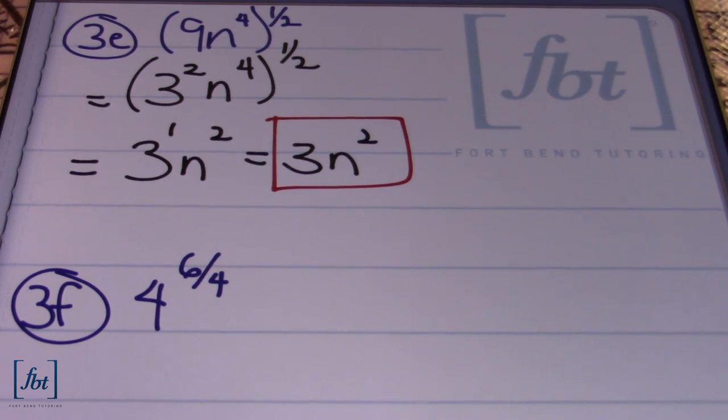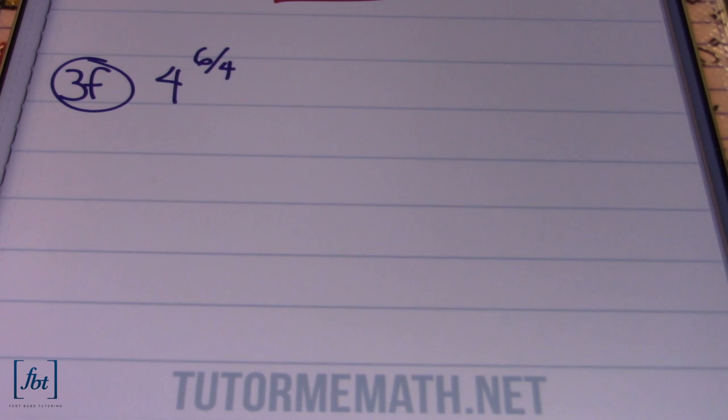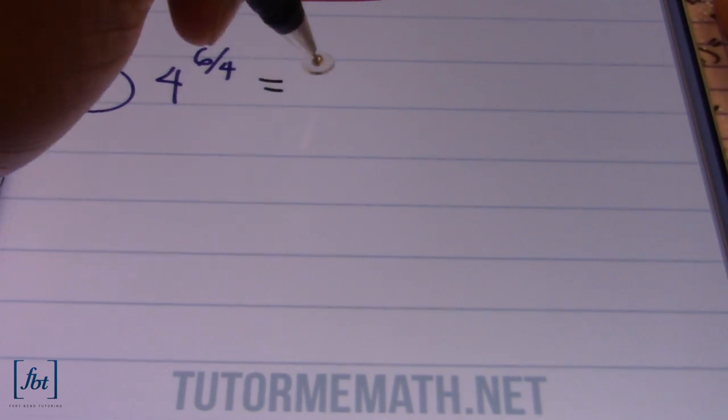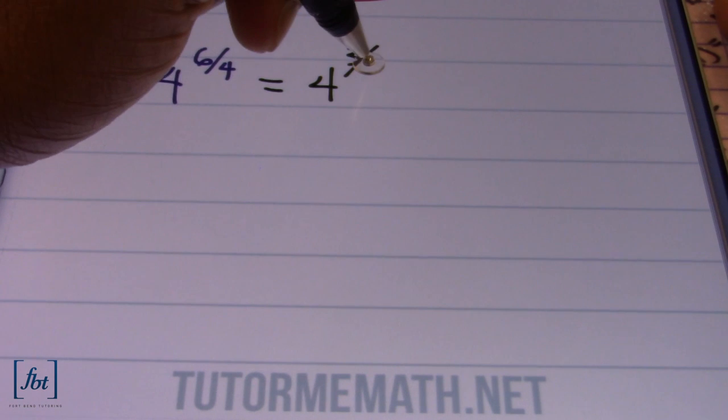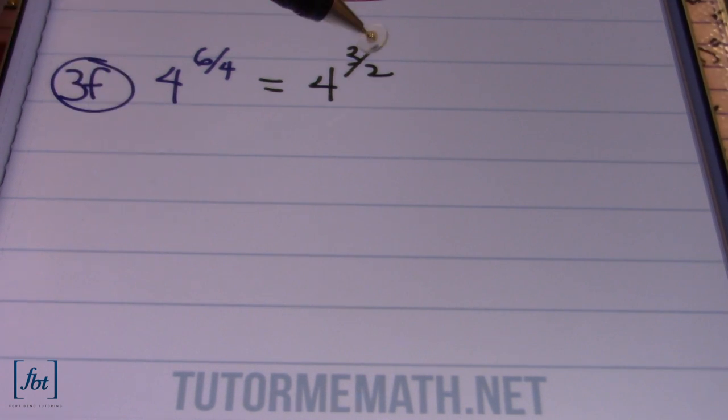All right, so we have 3F. We have 4 to the 6/4 power. Now, as always, when you're dealing with fractions, whether it's a fractional exponent or any other type of fraction, you want to deal with it in this simplified form. Simplifying 6/4, you'll end up with 4 to the 3/2 power. From this point, you should notice that our driving force of the problem is our denominator of the fractional exponent. In other words, it's 2. We're looking for perfect squares, and we happen to have one. 4, our base 4, is a perfect square.